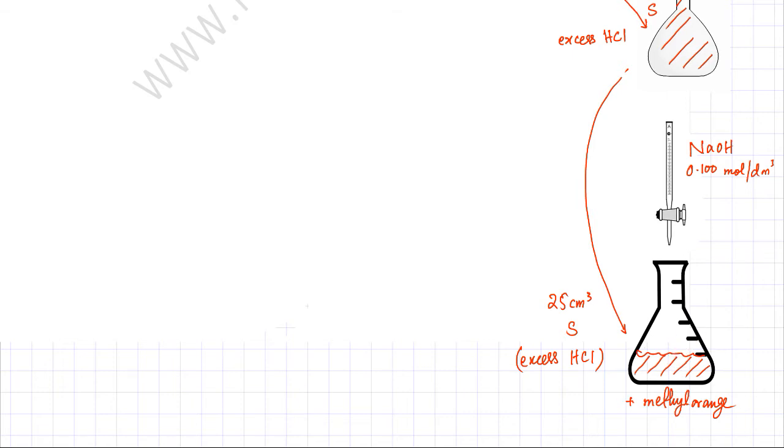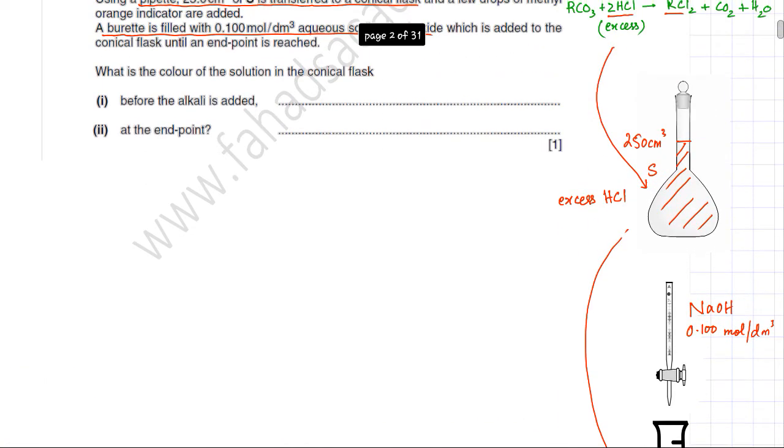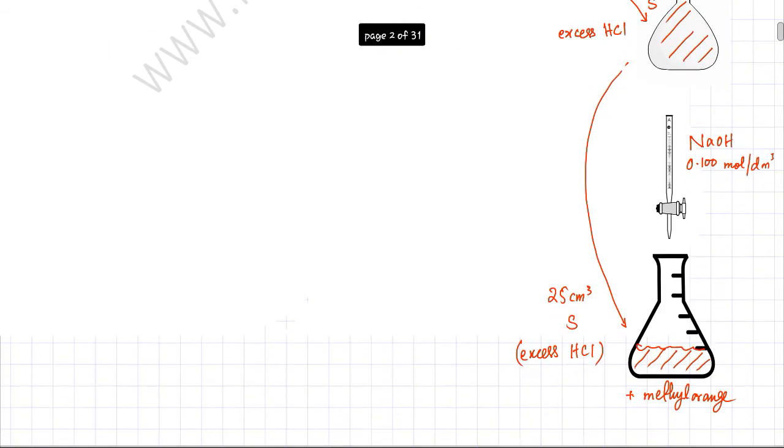Remember that methyl orange has red color in acid, and it is orange yellow in alkaline conditions. So the next part is asking us what is the color of the solution in the flask before the alkali is added and at the end. So before the alkali is added, this methyl orange is present in a solution that is acidic because it has HCl in it. So methyl orange would initially be red in color.